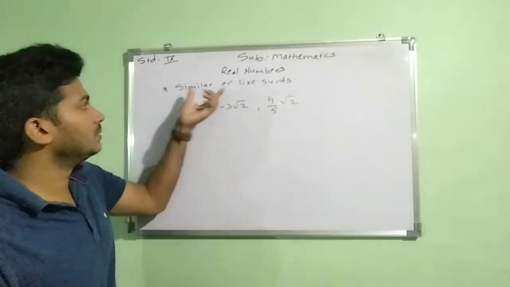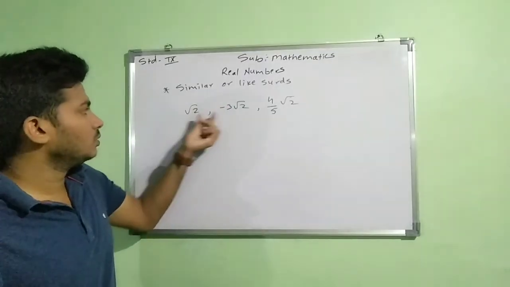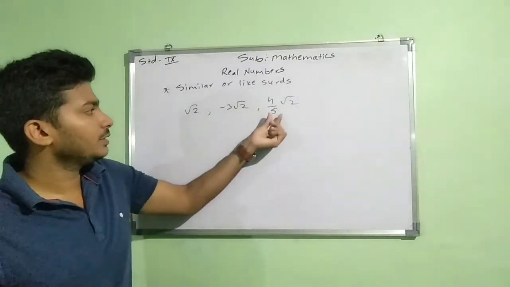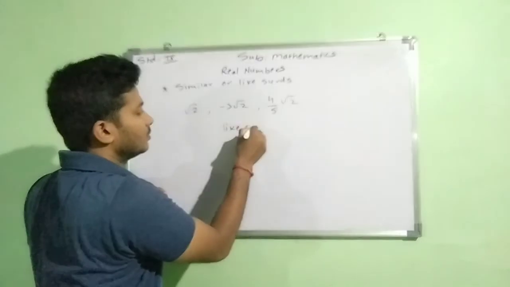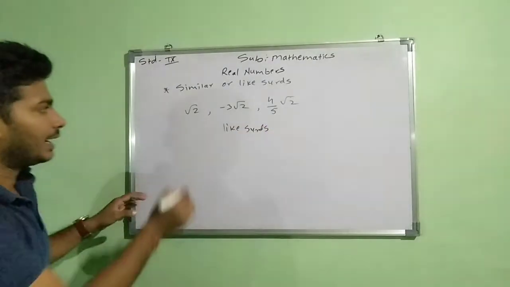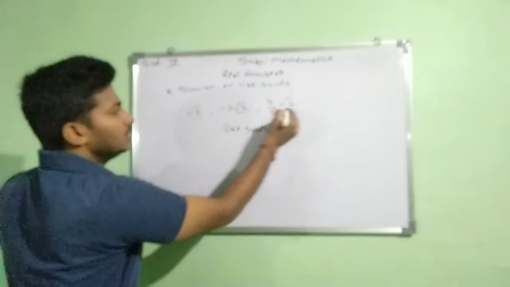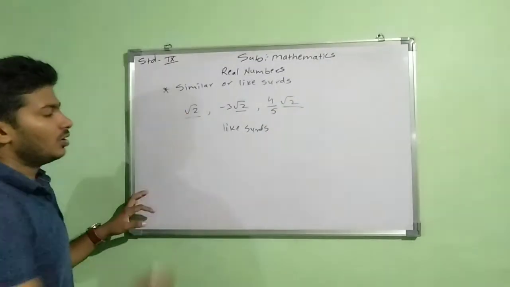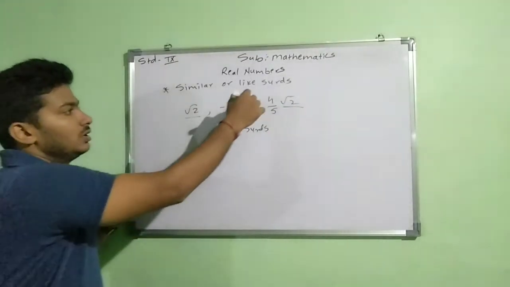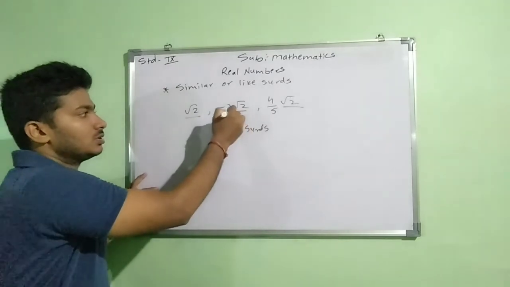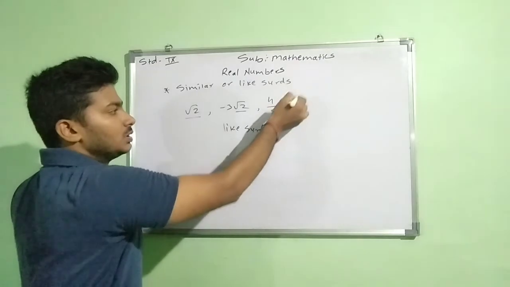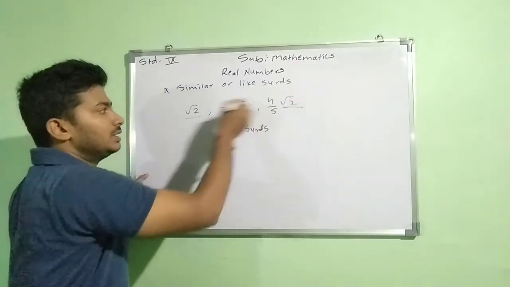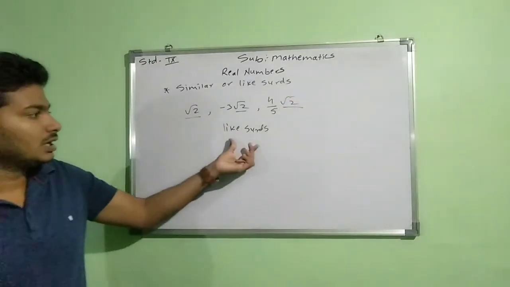So the next topic is similar or like surds. So root 2, minus 3 root 2, 4 by 5 root 2. These are like surds because their radicands are the same. Look here, these are called radicands, and their order is also the same because they are square roots only. So the order is the same in all the cases. So these are like surds.